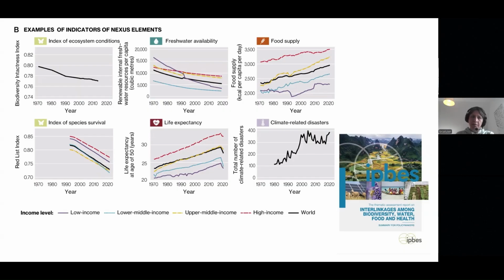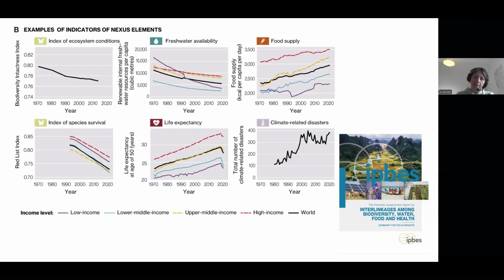I just want to show some graphs here to give you an impression. I think most of you are aware that it's not looking that great for biodiversity. The index of ecosystem conditions you see here has been going down. The index of species survival has been going down. At the same time, freshwater availability and climate-related disasters have been increasing. We have also seen an increase in food supply and an increase in life expectancy due to different causes, but also because food supply has been going up.